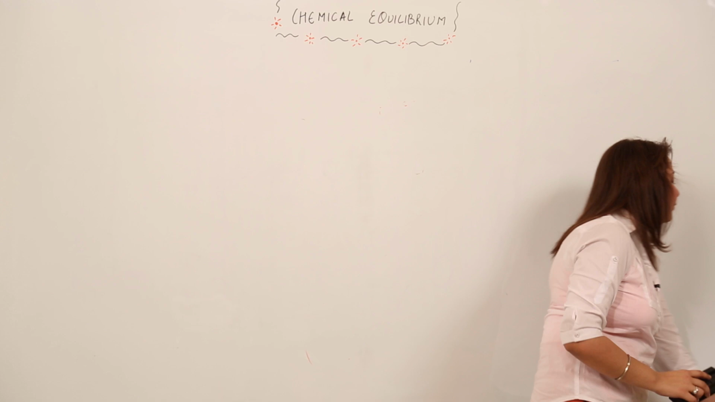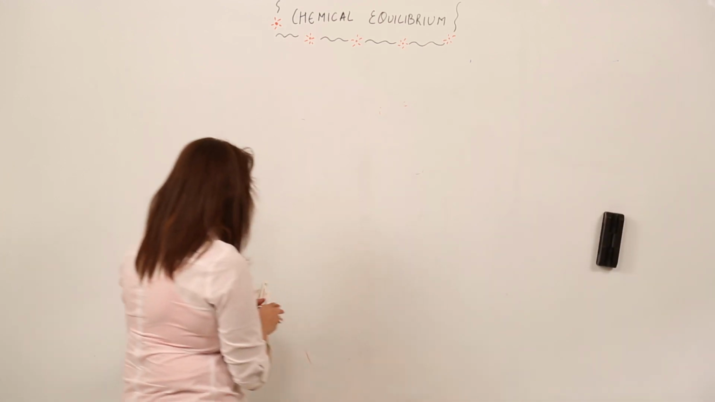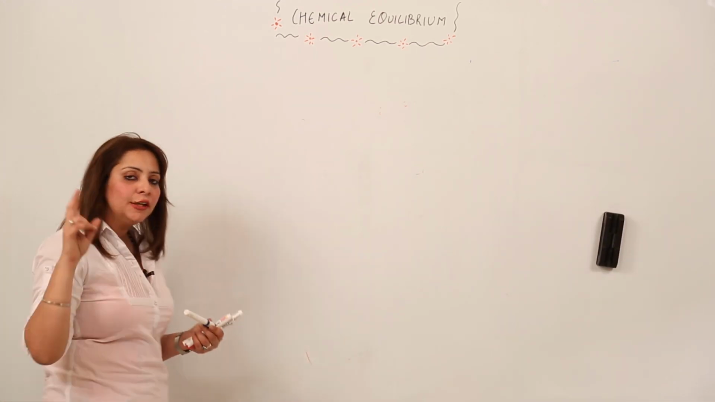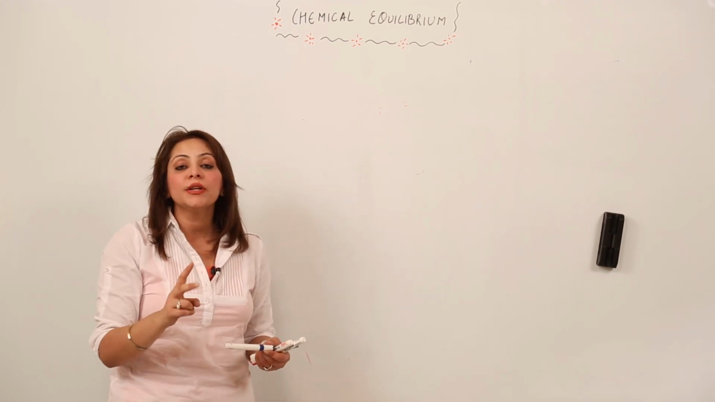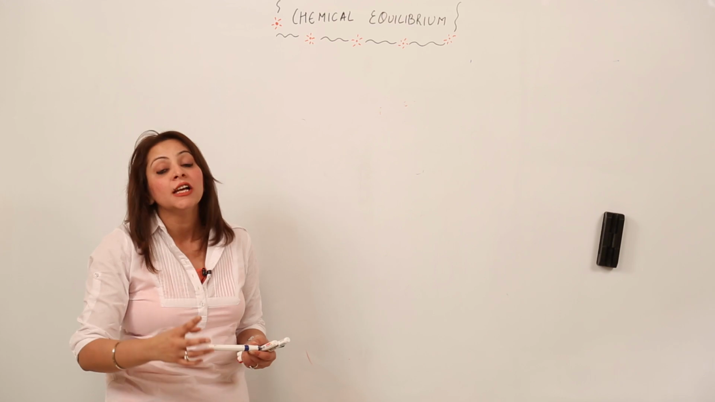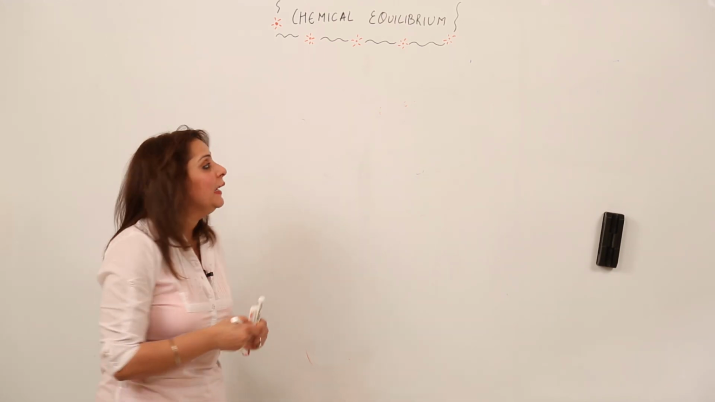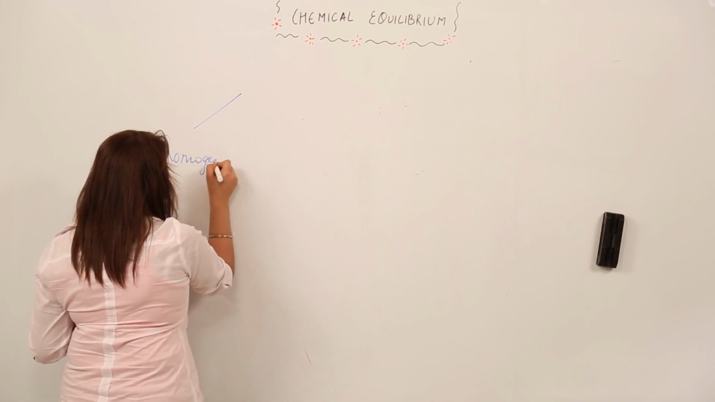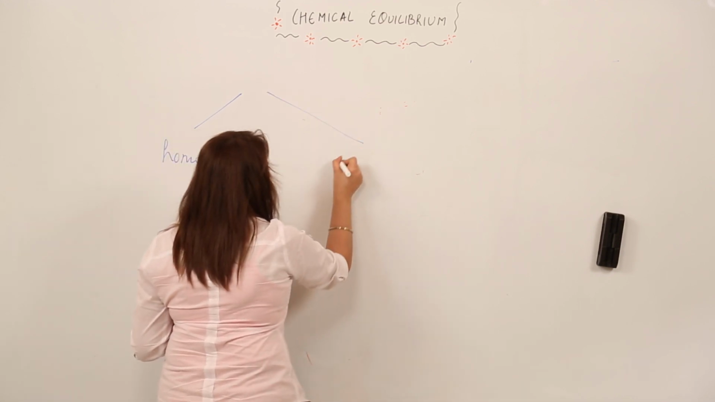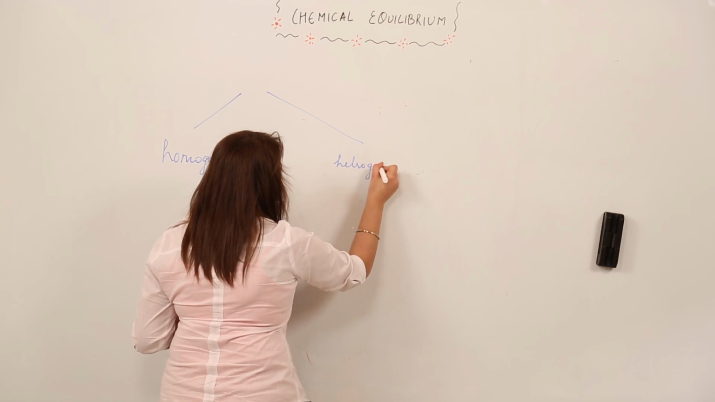We have 2 kinds of equilibrium. We did 2 kinds yesterday also, the physical one and the chemical one, based on the physical process and the chemical process. But now the equilibrium which we are doing is homogeneous and heterogeneous equilibrium.